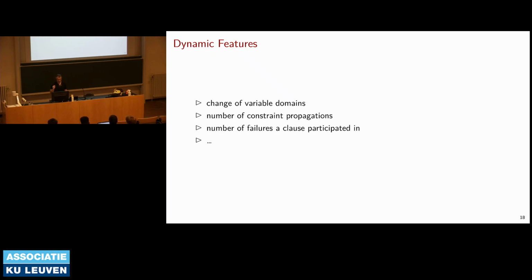Dynamic features: changes to variable domains. So as we go on searching through our tree, how do we reduce the domains of individual variables, the number of times a particular constraint propagates, and then we can also have a look at what that actually does. So did that actually remove values from the domains of the involved variables, or did I just run a whole lot of stuff and not see any reductions in domain size? The number of failures a clause participated in, if we're talking about SAT solvers, and all kinds of other stuff that I can monitor while we're solving the problem.